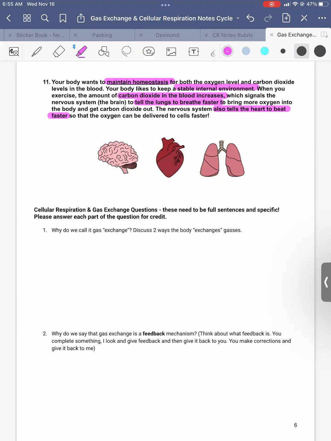You are now going to do the cell respiration and gas exchange questions. Just to let you know, they need to be full sentences. They should be specific. They should not be quick one-word answers. If you need a line sheet of paper to answer them because you like having that structure, that is totally fine. If you have any questions, let us know.